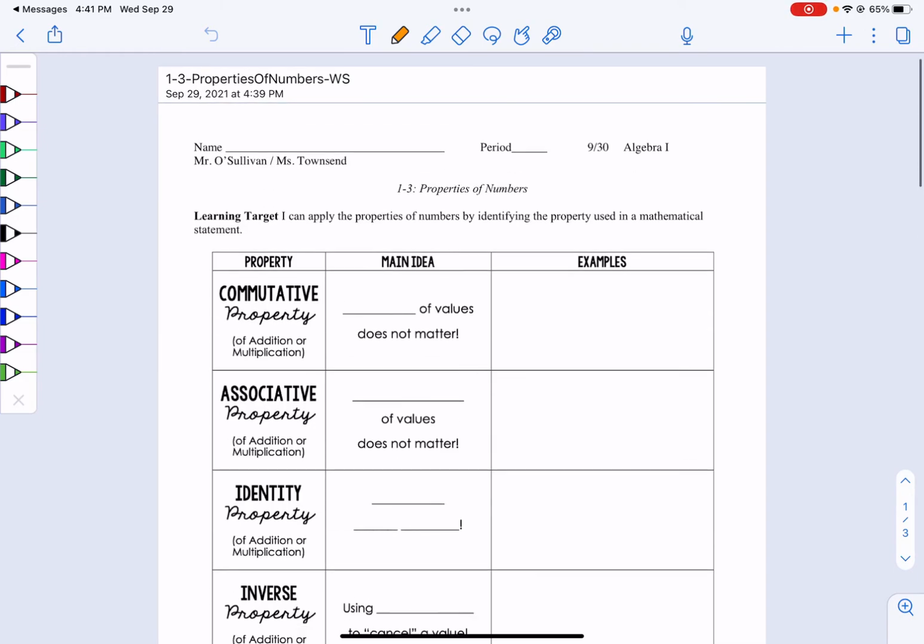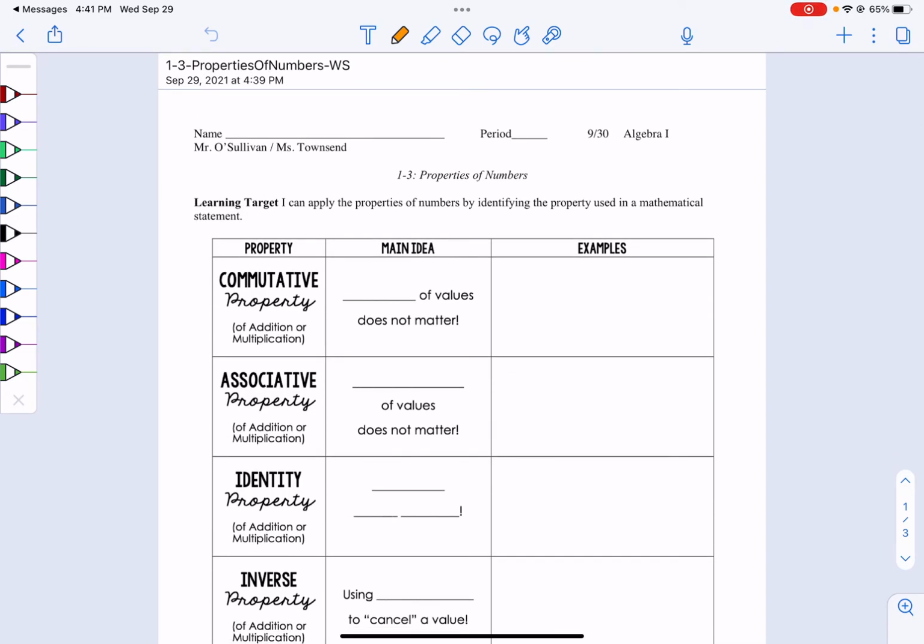Hello, today we're going to be looking at lesson 1-3, properties of real numbers. Today's learning target is, I can apply the properties of numbers by identifying the property used in a mathematical statement. So what we're going to be doing is going over these properties, and then you're going to be doing a handout where you actually figure out which property is being used.